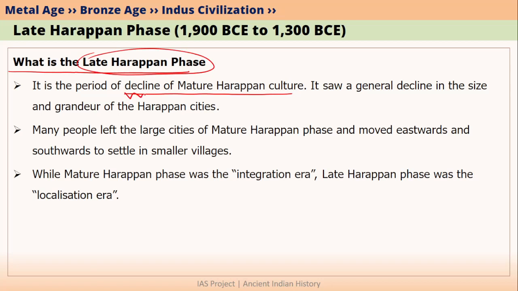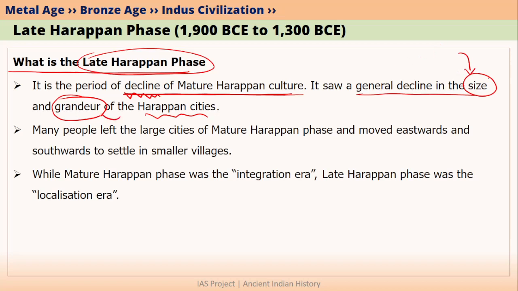So what do we mean when we say the word decline? Decline of mature Harappan culture means that there was a general decline in terms of size of the Harappan cities as well as the grandeur of Harappan cities. We can understand if there was a decline in size, which means that the city has become smaller.